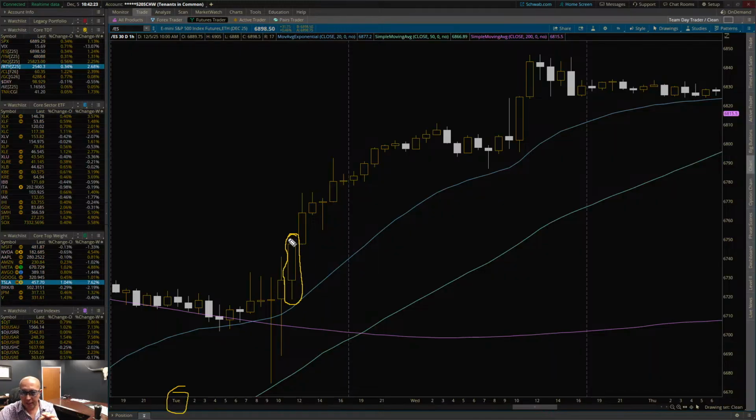So, people say, well, Jay, what does an ignition bar look like? And this is a pure, easy example. Now, they're not all going to look the same, but they're going to look similar, right? And they look like that, where you coil and you consolidate.